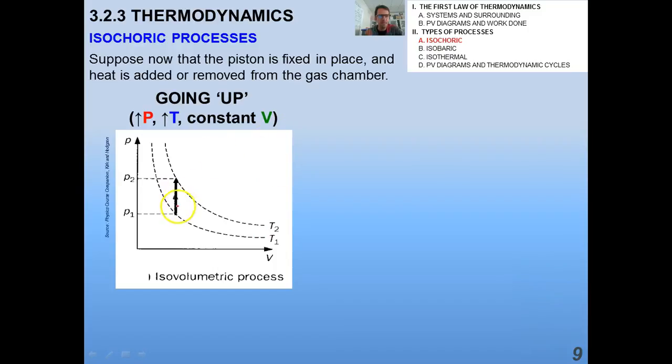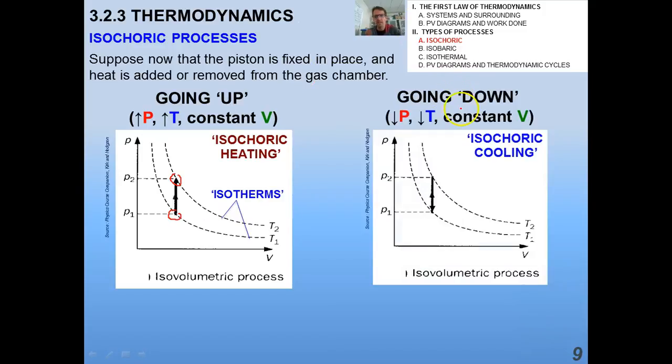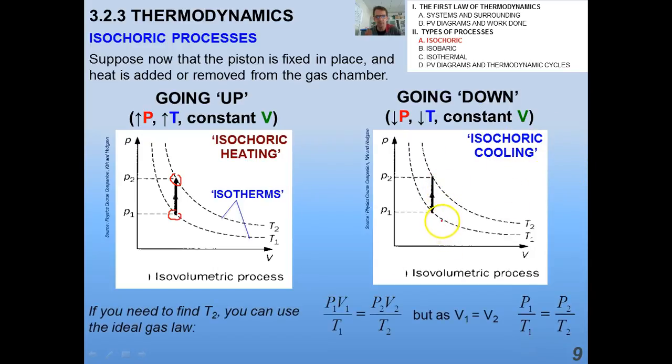So constant V means a vertical line on a PV diagram. You're going from higher to lower, or from lower to higher pressure. You're going to cross an isotherm. You're going from T1 to T2, where T2 is greater than T1. It's called isochoric heating. And remember, these are called isotherms. Going down at a constant V, if you decrease the pressure, the temperature decreases. This is isochoric cooling, so you're going from a higher isotherm to a lower one.